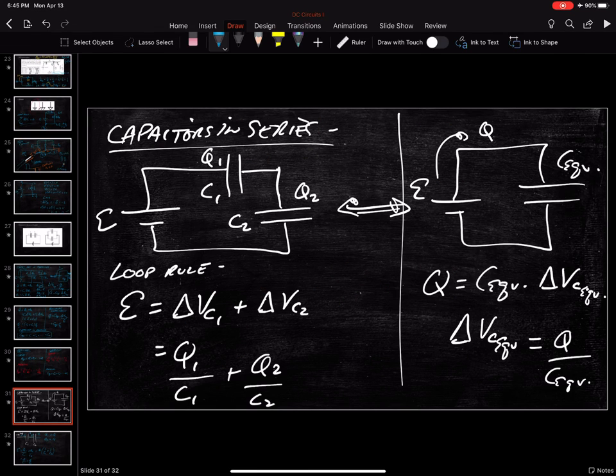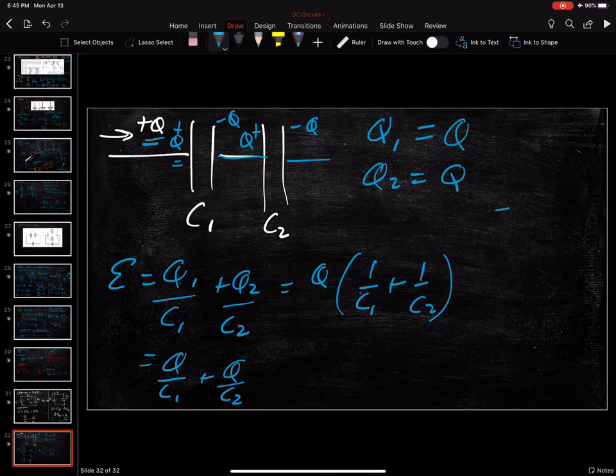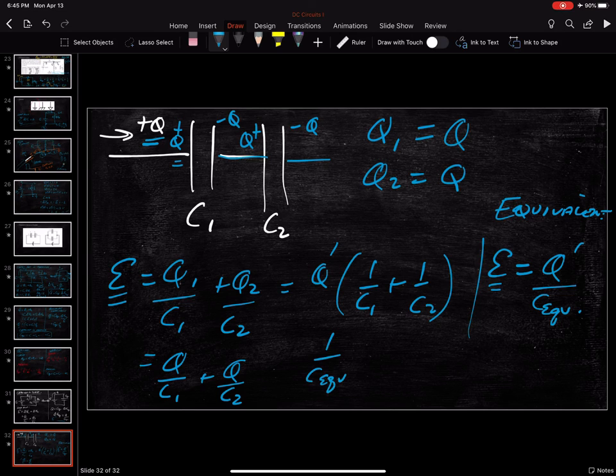But if I go back to my equivalent capacitor, my delta V through this capacitor has got to be E, because those are the only two voltages. For my equivalent, I know that E is equal to Q over C equivalent. And if it's the same E and the same Q, then that tells me that 1 over C equivalent is equal to 1 over C1 plus 1 over C2.